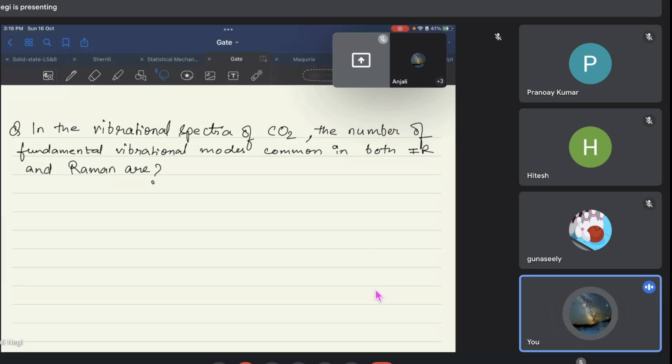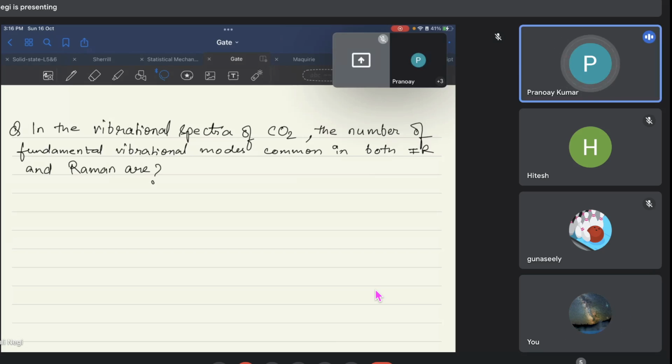So you guys are working on the problem? 0. Okay, 0. Any other? Yeah, so Pranoy, you are saying it is 0. Can you explain? Ma'am, in centrosymmetric molecules, which are IR active are Raman inactive, and vice versa.